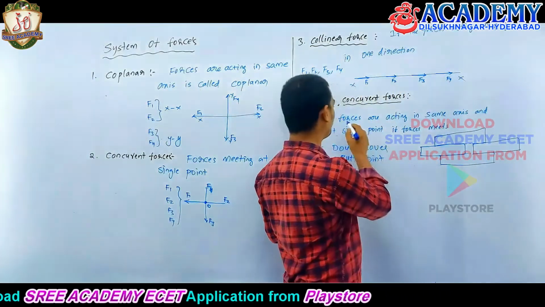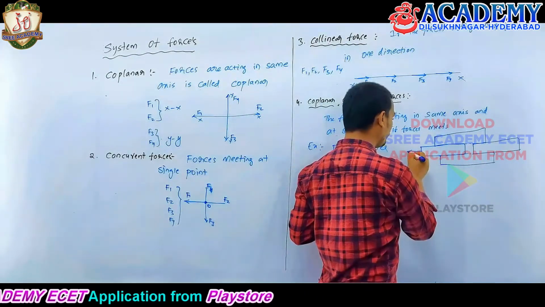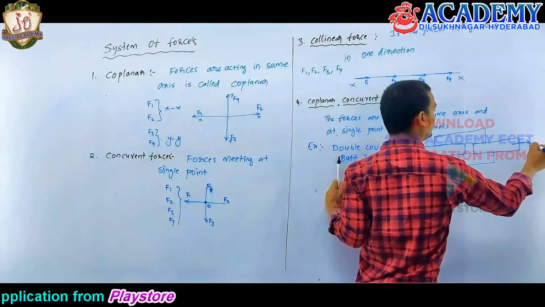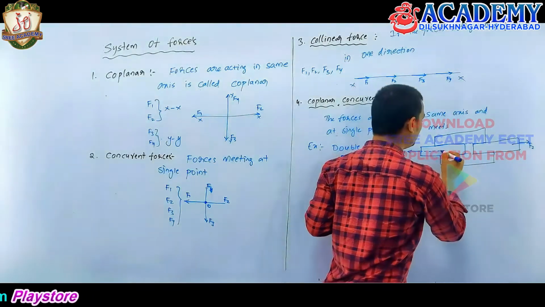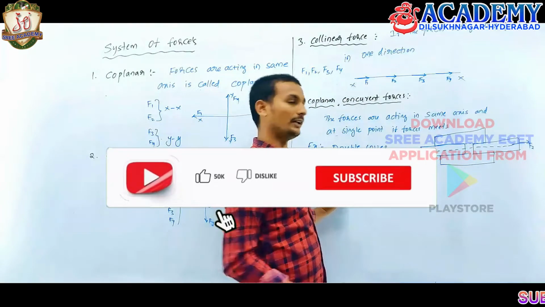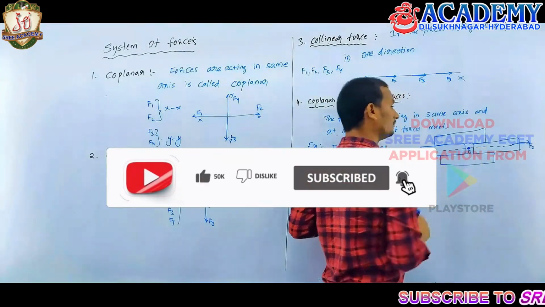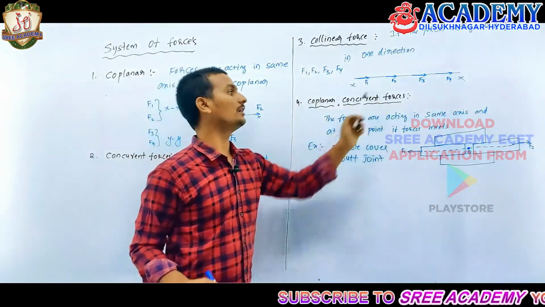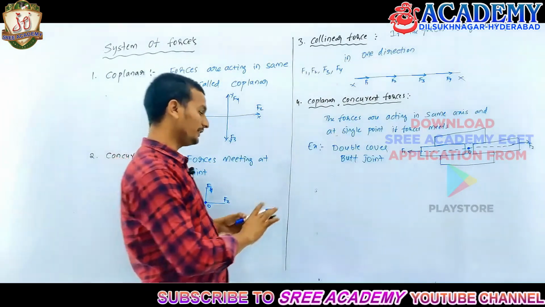So here the forces are acting in the same axis, yes or no? Here the F1 force is like this, here the force F2 like this, but the axis is same, right? The axis is same and these two forces are meeting at point O, yes or no? So this is the coplanar concurrent force system.